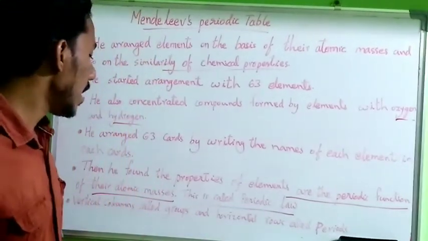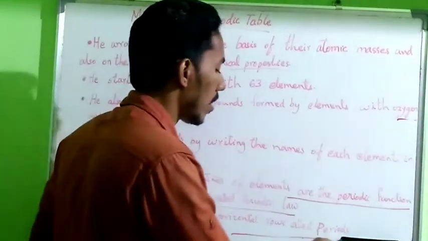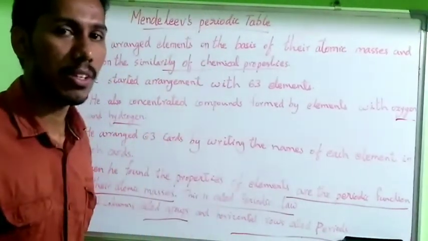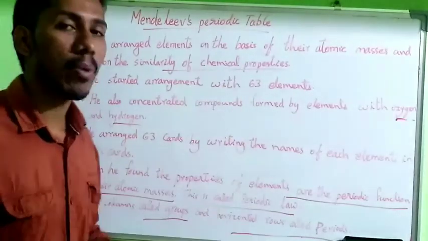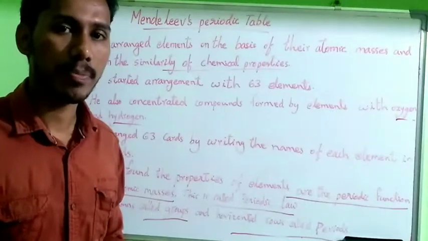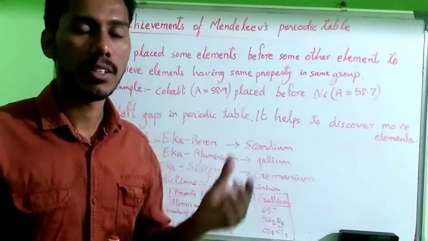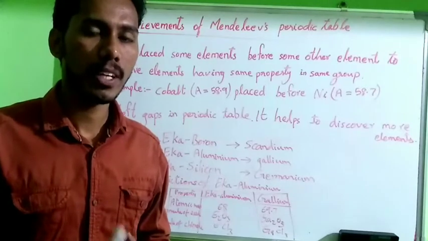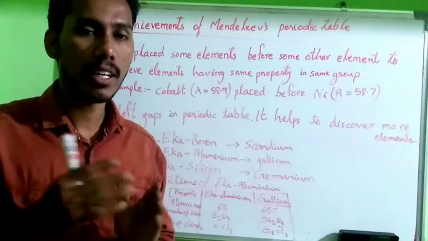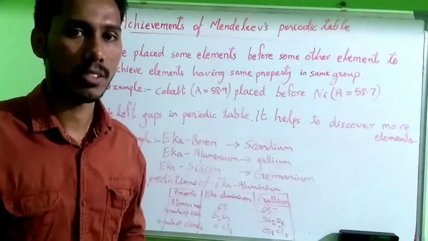Then the vertical columns he called groups, and the horizontal rows he called periods. These are the main points of Mendeleev's periodic table. You have to study it. Mendeleev's periodic table is different from Newlands' and Dobereiner's periodic tables. It's a different one. It's related to our modern periodic table. There are a lot of connections.